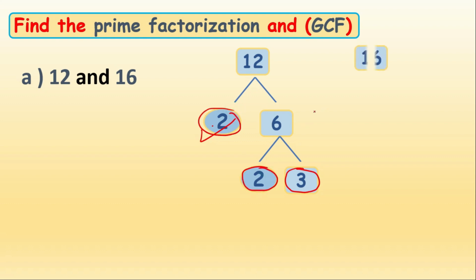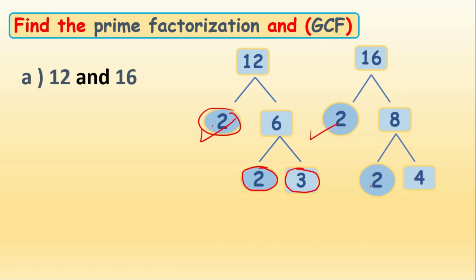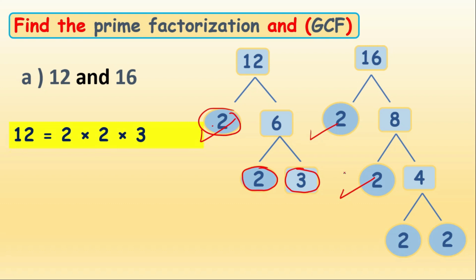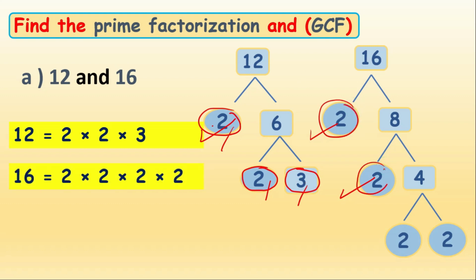And 16 equals 2 times 8. 2 is a prime, 8 is a composite. 8 equals 2 times 4. 2 is a prime, 4 is a composite. Factorize 4 as 2 times 2. So 12 equals 2 times 2 times 3, and 16 equals 2 times 2 times 2 times 2, all primes.